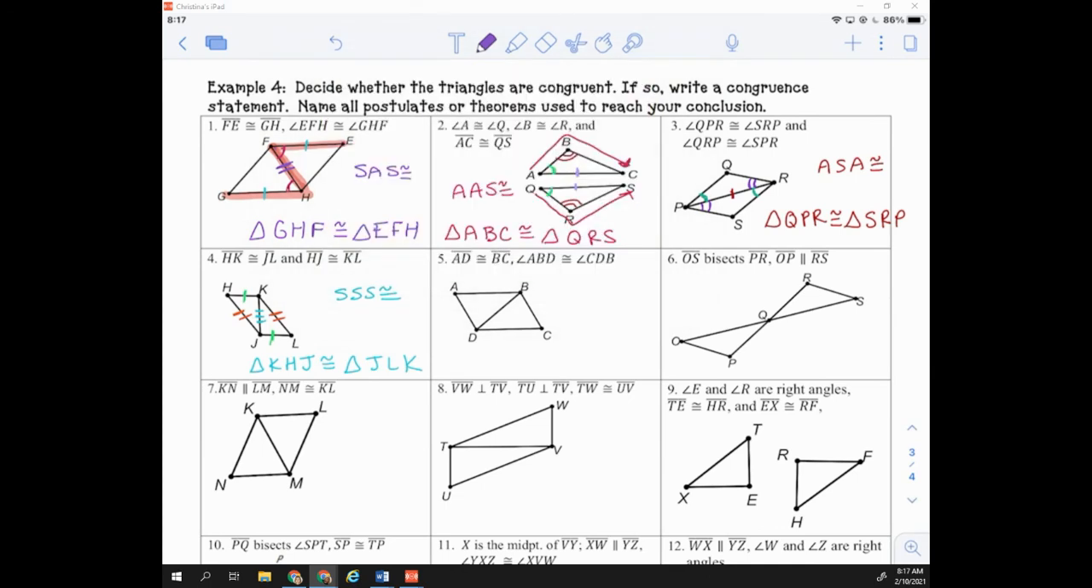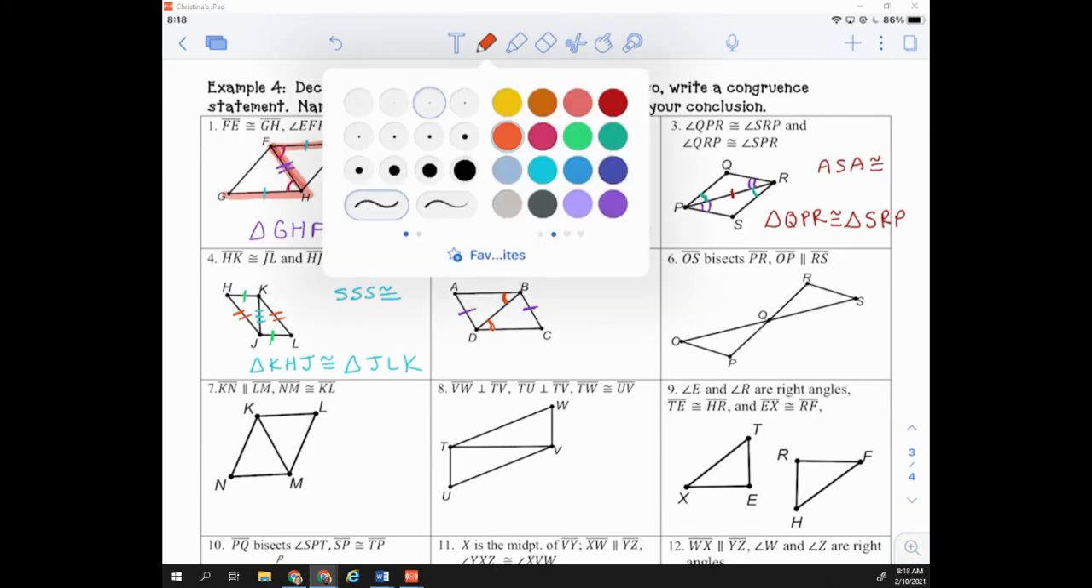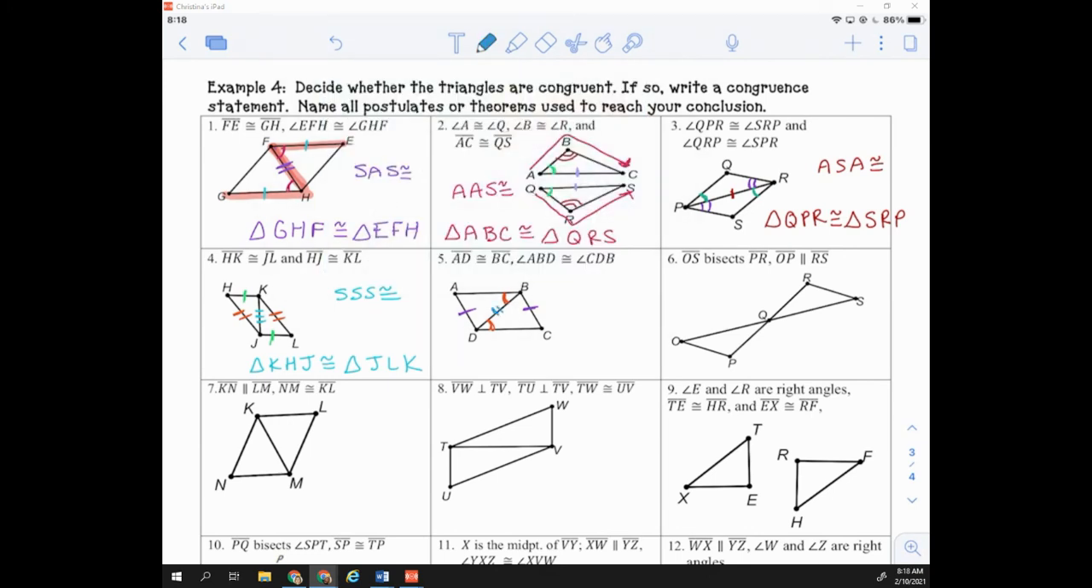Okay, for number 5, AD is congruent to BC, and angle ABD is congruent to angle CDB. And then we know that sides that are shared have to be congruent to themselves. Now let's take a look here. We have two sides and an angle. Two sides and an angle.